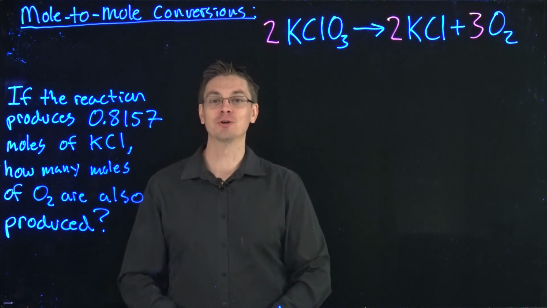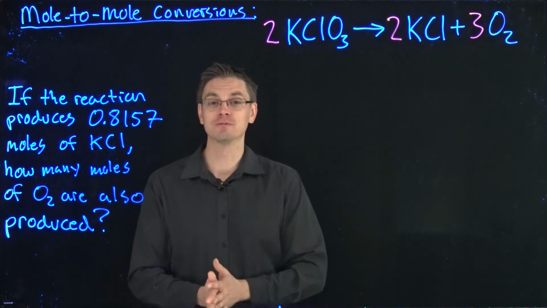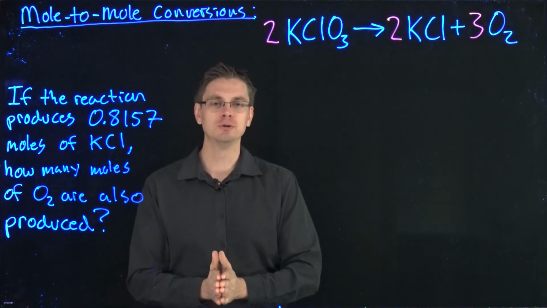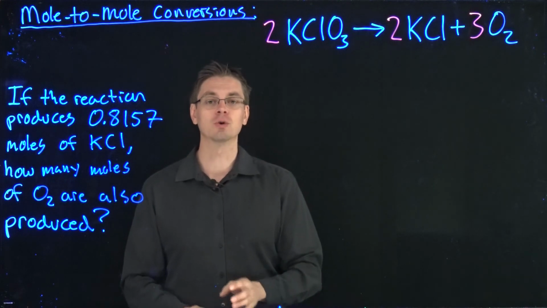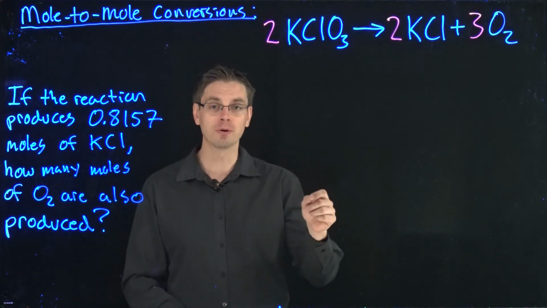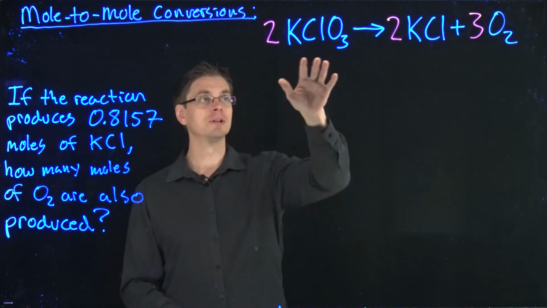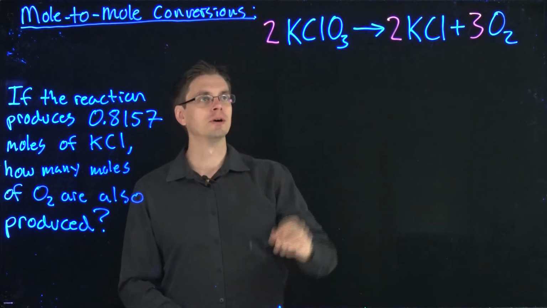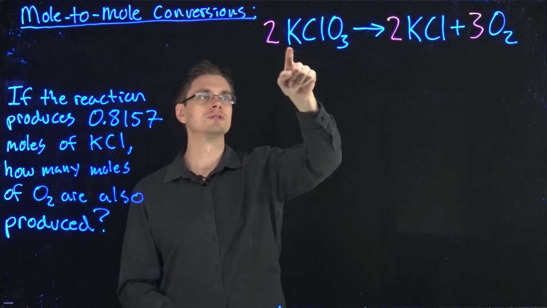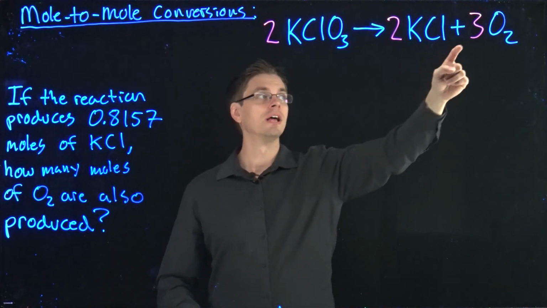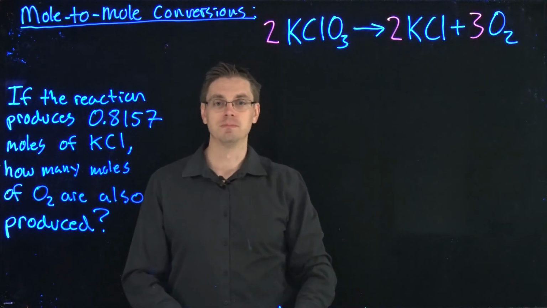Welcome back to our third video in our mole-to-mole conversion factor mini-series. In this video, we are going to explore how we can use the mole-to-mole conversion factor in order to convert from a certain amount of one product to a certain amount of another product. So specifically, we're going to be looking at the reaction up here where we have 2 moles of KClO3 reacting to form 2 moles of KCl and 3 moles of oxygen.